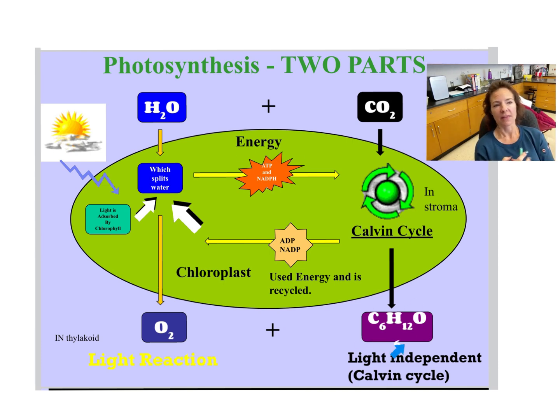This is called the Calvin cycle. Sometimes it's called the dark cycle. It's not that it only happens in the dark, it just doesn't require the sun's energy. So plants can do this step during nighttime when the sun is not up.